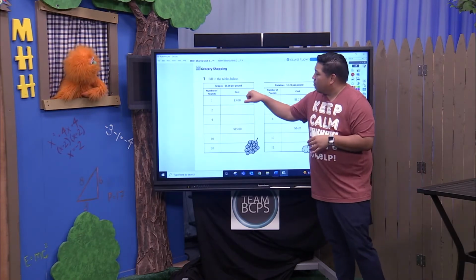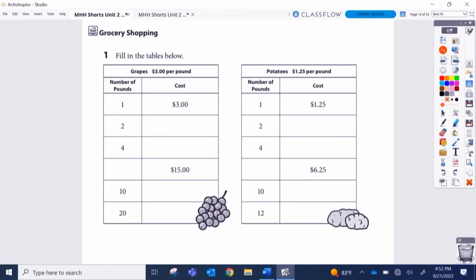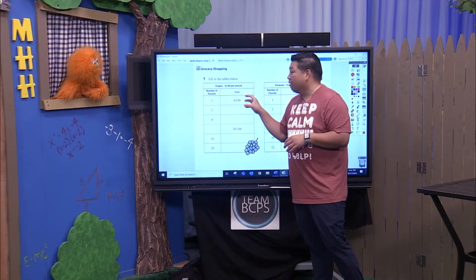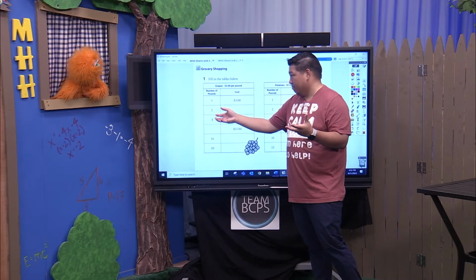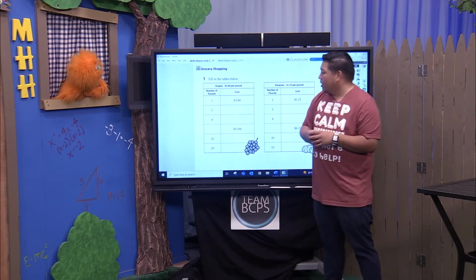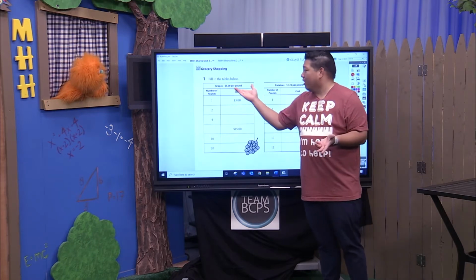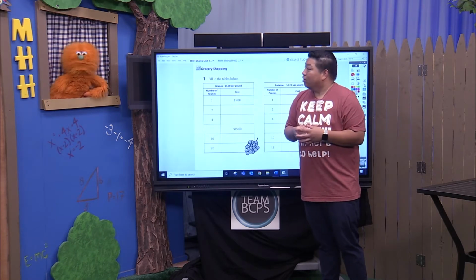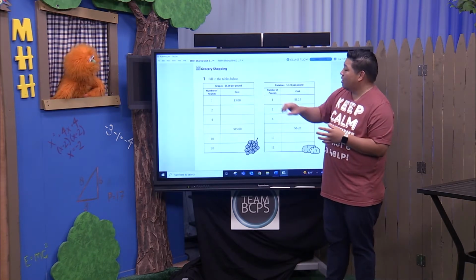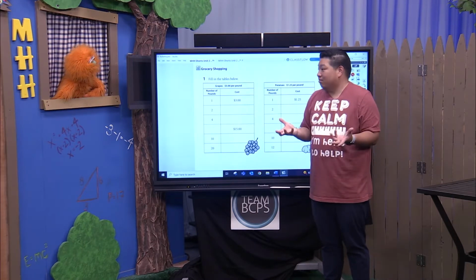So fill in the tables below. Grapes at this grocery store cost $3 per pound. We have a ratio table here that helps us figure out the number of pounds and the cost of those grapes. The first one says 1 pound is $3. Based off the information that we were given, that's pretty accurate. So what we have to do now is, using what we know, figure out the rest.